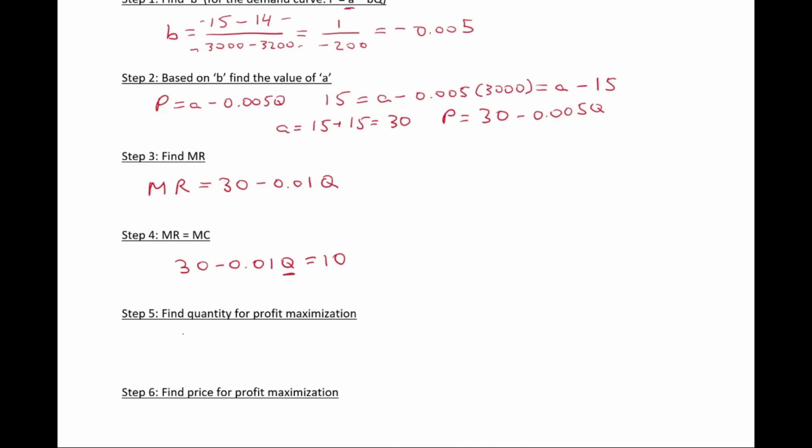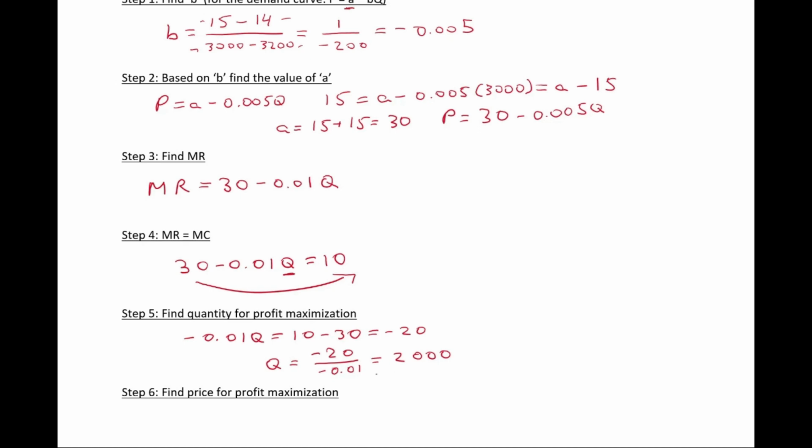So we'll solve this equation. We'll take 30 to this side. We end up with minus 0.01 Q is equal to 10 minus 30, which is equal to minus 20. So Q is equal to minus 20 over minus 0.01, which is equal to 2,000. In other words, our profit will be maximized when we sell 2,000 units.